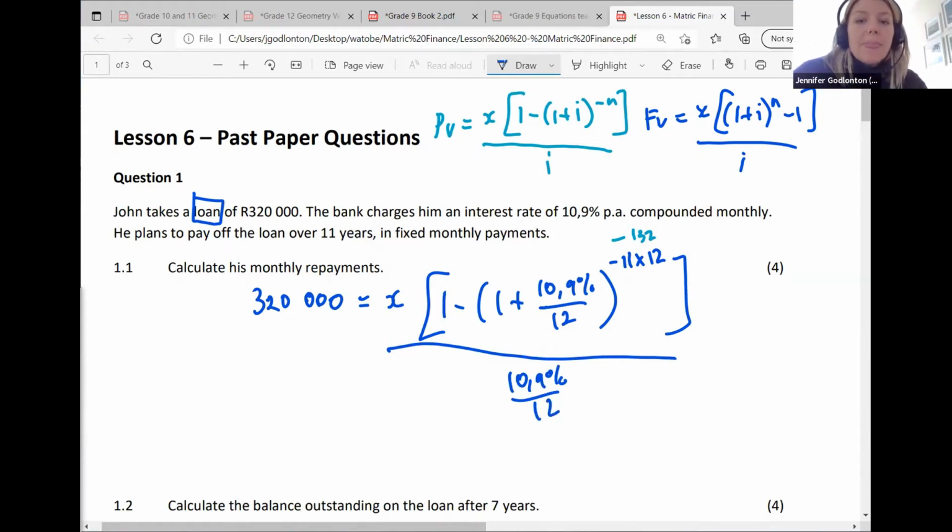Okay, so for this, your first mark is for actually having your present value formula. So if you put it into the present value formula, you get a mark automatically. You identified the correct formula. Your second mark is for getting the correct interest rate, so having 10.9% over 12. And your third mark here would be either having the negative 132 or the negative 11 times 12. Okay, so if you're at that point, you've got three out of the four marks.